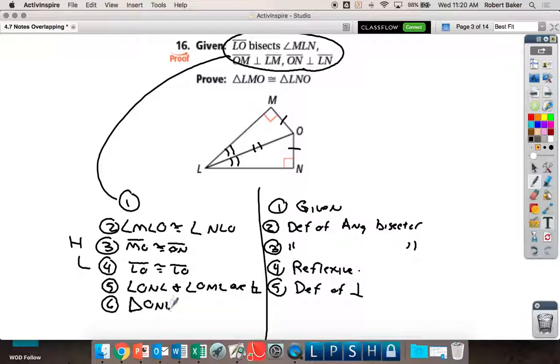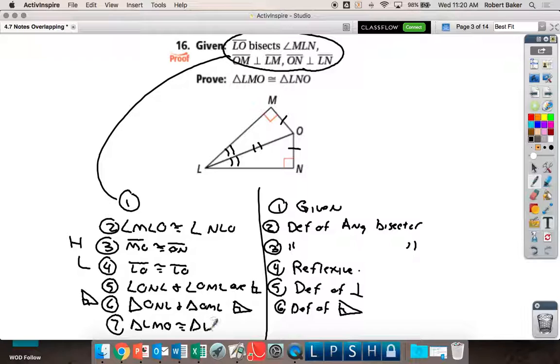Triangle ONL and triangle OML are right triangles, definition of right triangles. So now you have an H statement, an L statement, and a right triangle statement. Triangle LMO is congruent to triangle LNO, HL. Yay, math. Tough, right?